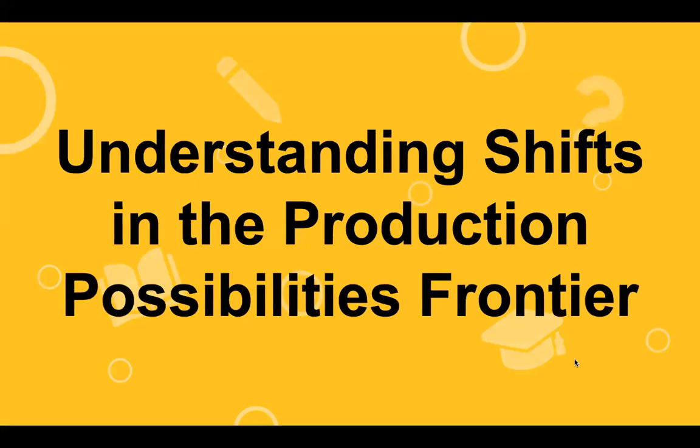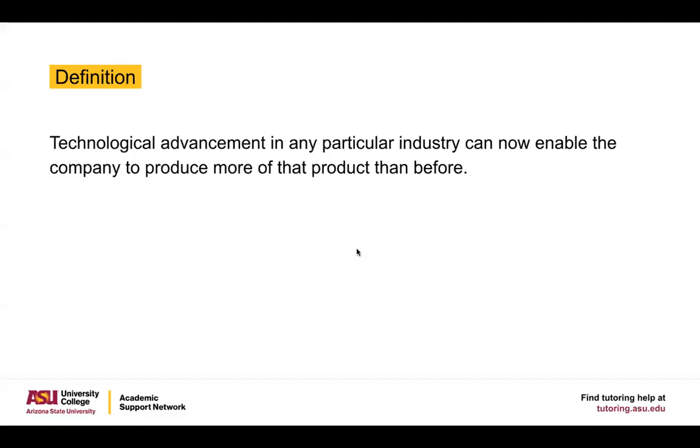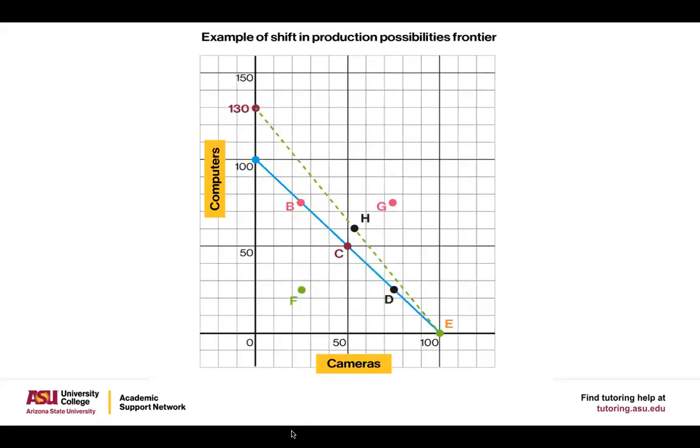Hello everyone, this is a video short for understanding shifts in the production possibilities frontier. So, a technological advancement in any particular industry can now enable the company to produce more of that product than before. Let's look at it with an example.